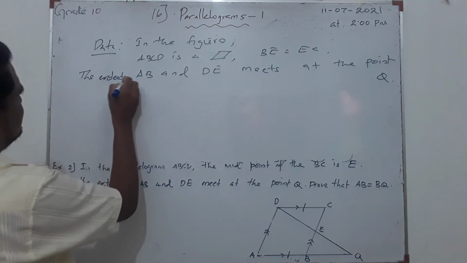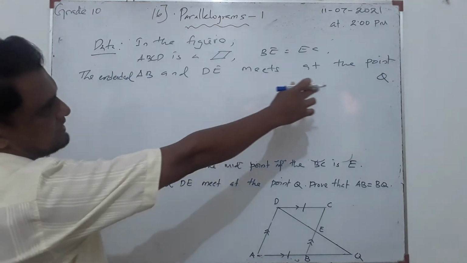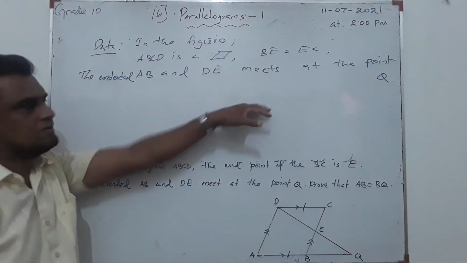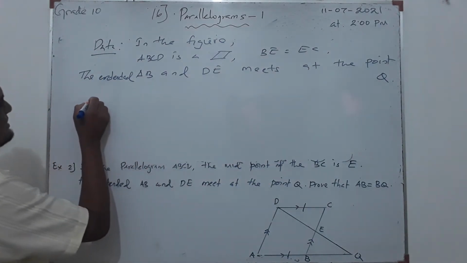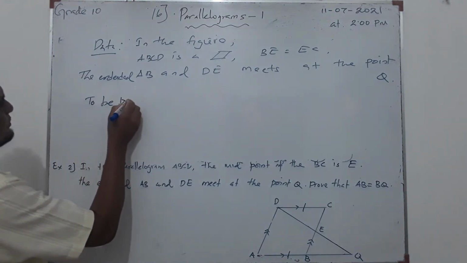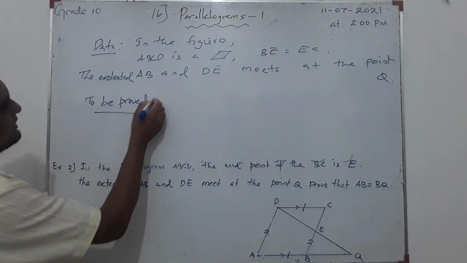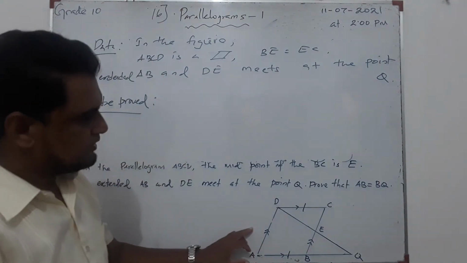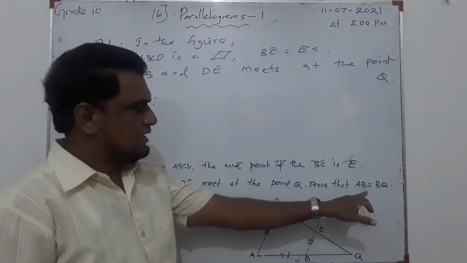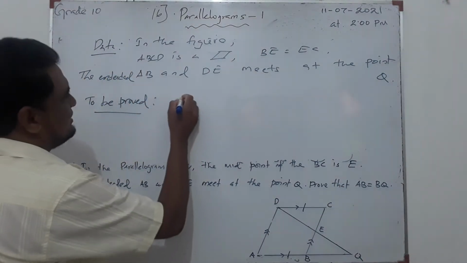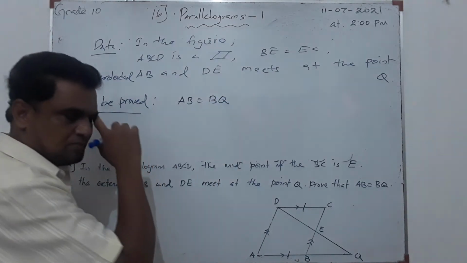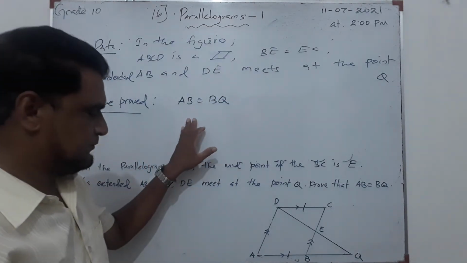Extended AB and DE meet at the point Q. You can briefly write here. The second step is to be proved. What we need to prove here now is that AB is equal to BQ. So we have to write here.